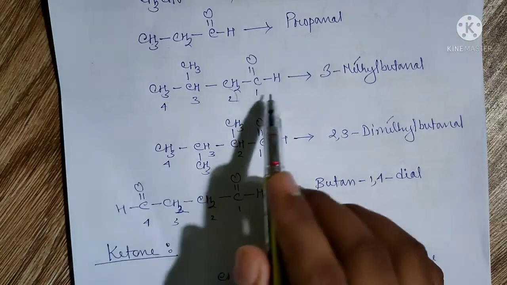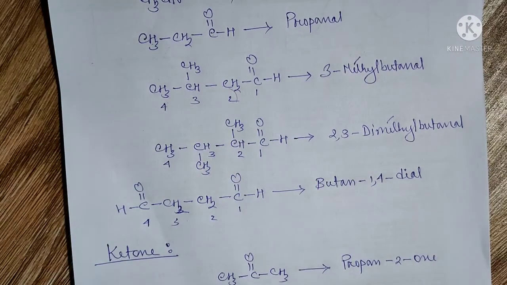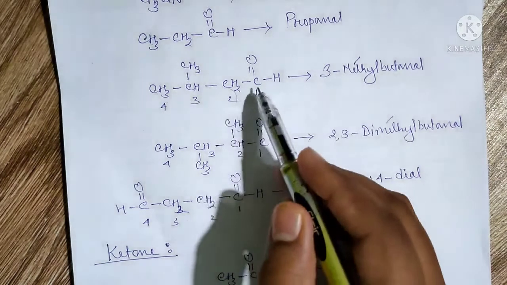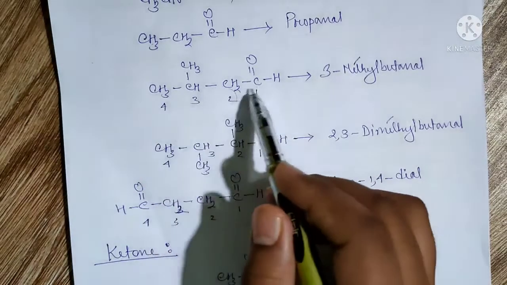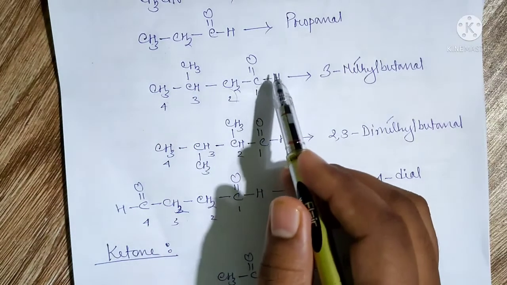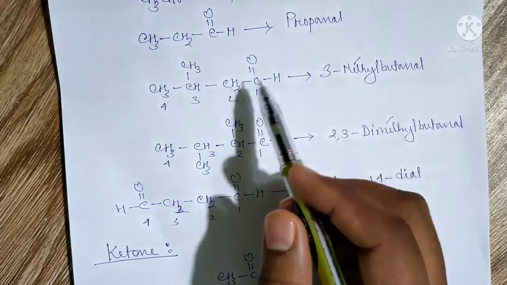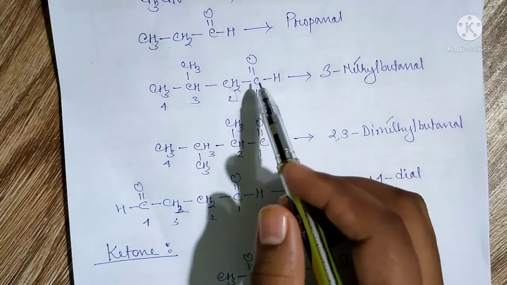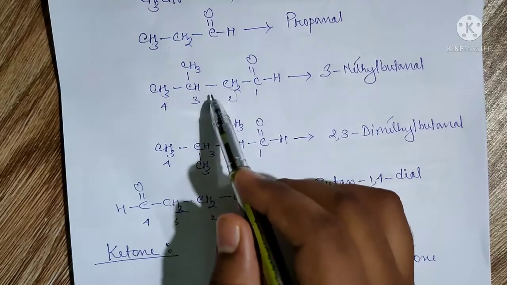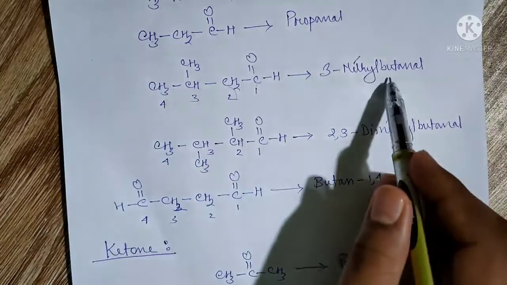Next, see. 1, 2, 3, 4. Always you have to count from the functional group side. So you have to count in such a way that the functional group gets the lowest possible position. That means counting is always from the aldehyde side. So in this case also 1, 2, 3, 4. But here there is a substituent. Along with the functional group there is a substituent also. As I have told you earlier, if substituents are present, their names are always written before the name of the parent chain. So in this case also 3-methyl. First we will write 3-methyl. After that the name of the parent chain, that means butane, and then al.